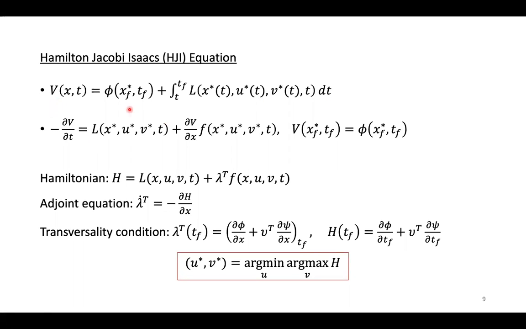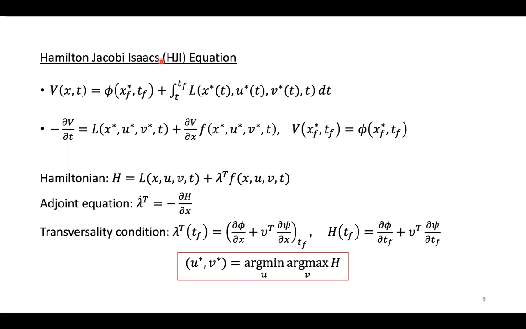Again, this optimal value function is driven by the Hamilton-Jacobi-Isaacs equation, which is a partial differential equation, which is minus the partial of V with regards to t is equal to, this is the running cost, L(x*, u*, v*, t), plus the partial of V with regards to x times the dynamics, which is f(x*, u*, v*, t). Again, as we had seen in the optimal control case, the terminal condition for this value function is the terminal cost function.